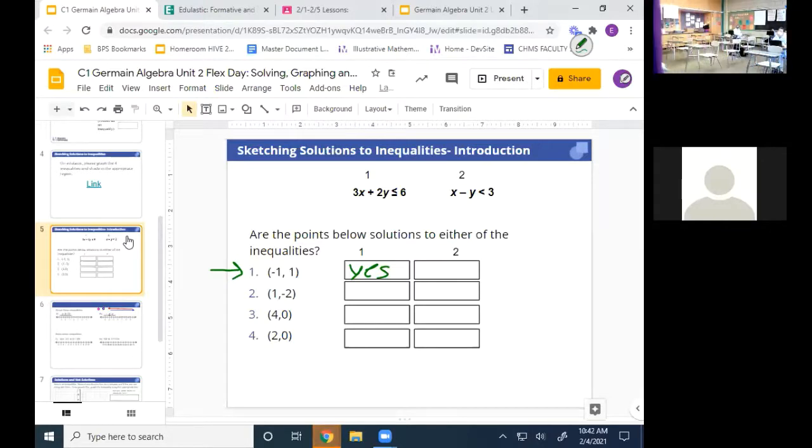Good. What about -1, 1 for number 2? Very good. Nice job, Kyle. Yes, this one is also a solution. Very good. Perfect. Nice job, Gwen. Awesome job, Peyton. Love it. Now, let's look at 2.